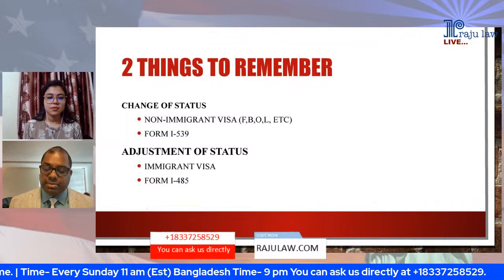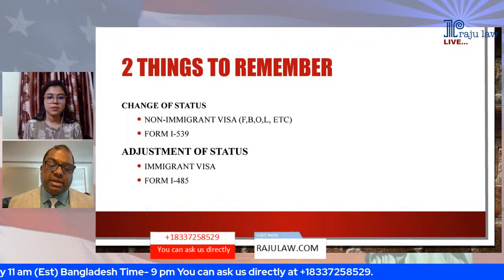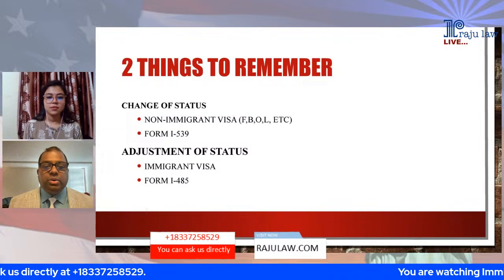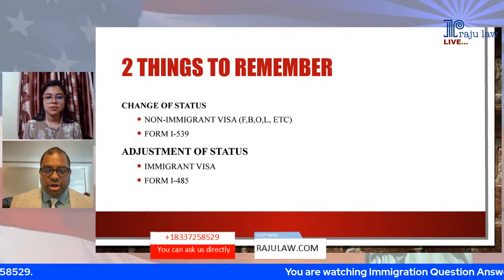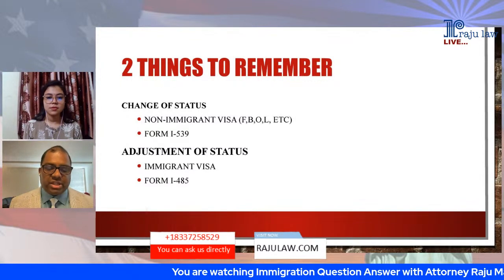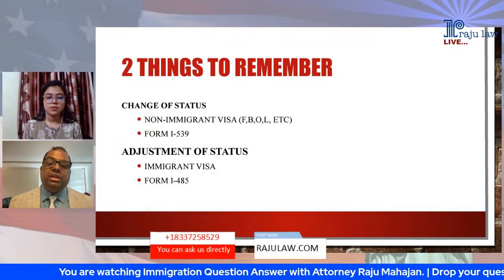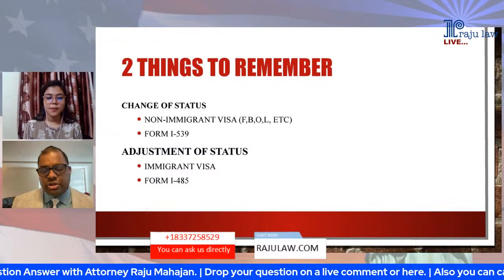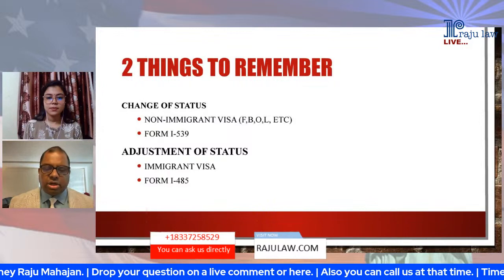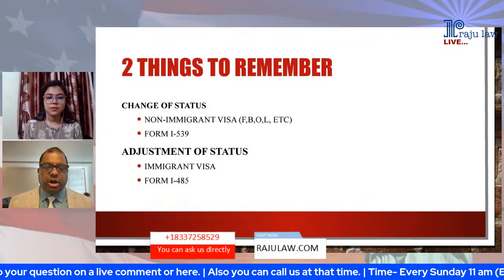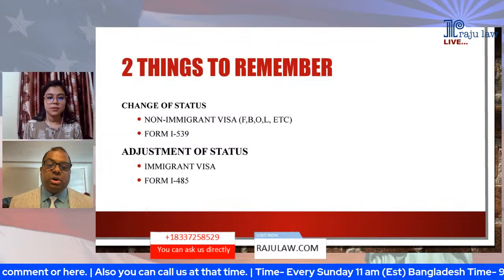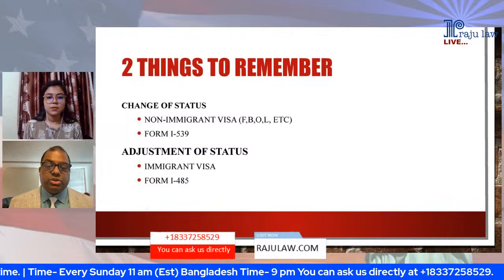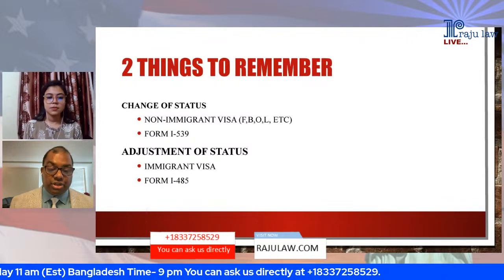Next slide, please. Before talking about change of status, I just want to say there are two terms, and many people are confused about them. One is change of status, and another one is adjustment of status. Change of status is when you apply to change your status from one non-immigrant status to another non-immigrant status. Usually it is between F, B, O, L, H, Q. There are many other non-immigrant categories. When you change your status from one non-immigrant to another non-immigrant, it is called change of status. And the form you need to fill out and submit to USCIS to do this is called Form I-539.